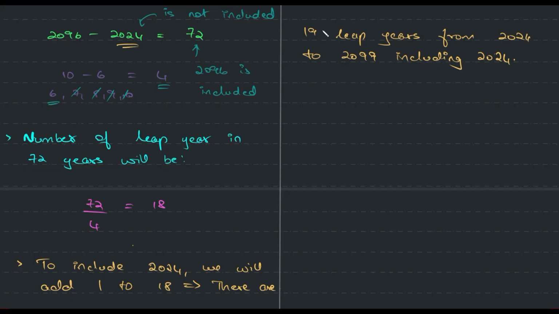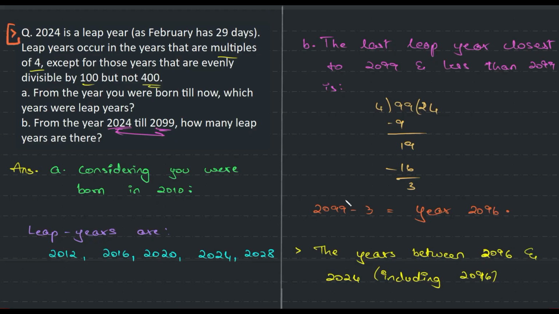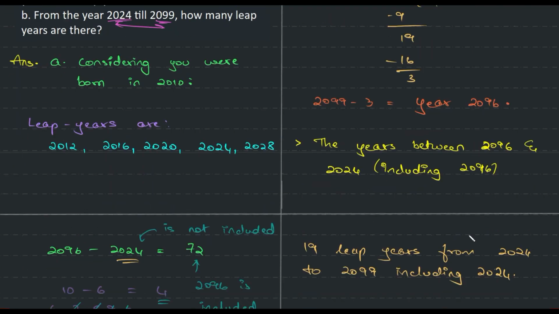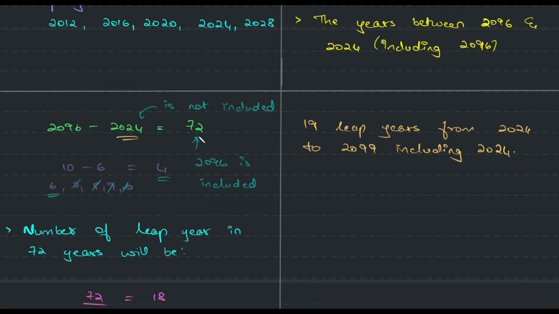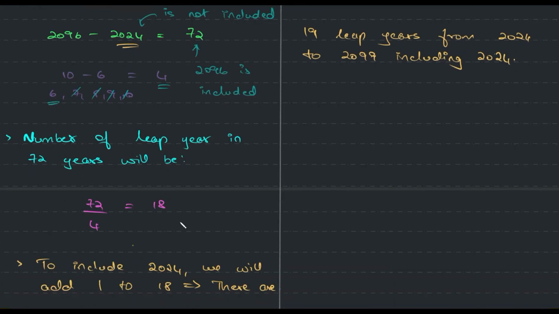Okay, so this is how you go on doing it. It looks a bit complicated, so let me explain once more. See, first thing is we need to find the last year wherein it's a leap year. And from the first to the last, we need to figure out how many years are there. So within the 72 years, every fourth year is a leap year. So we have 18 years. But even 2024 itself is a leap year. So you need to add 1.